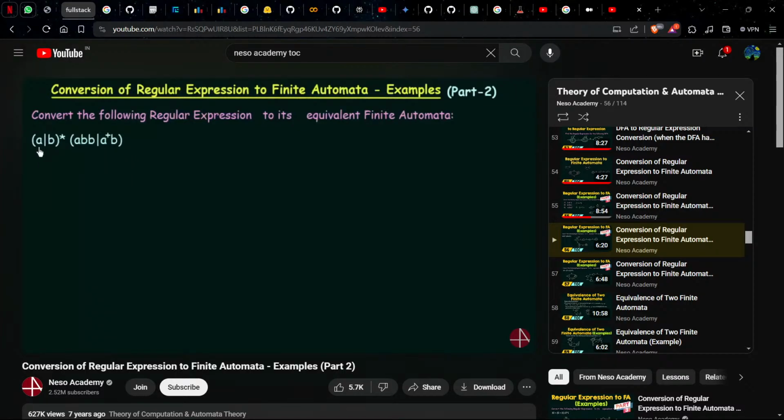So starting with the first sequence, we have A or B, and its closure. This symbol over here is the same as the plus symbol that we used to use, which means OR. I am using these different symbols because I don't want you to be confused when you see these different symbols. I want you to know that this plus and OR just mean the same. So first of all, let's try to make the finite automata for this sequence, (A or B) closure.